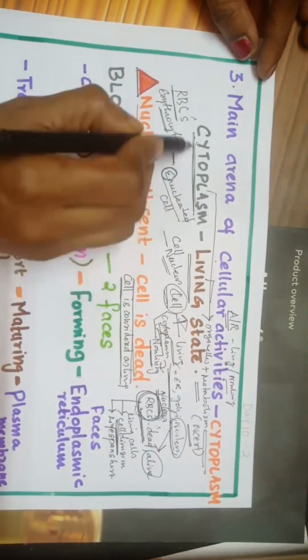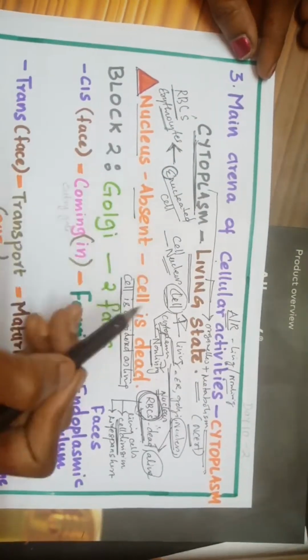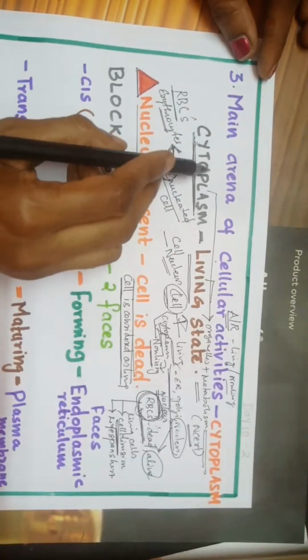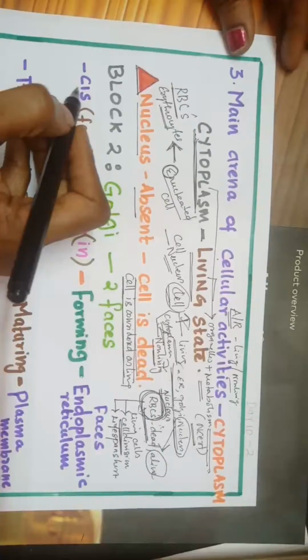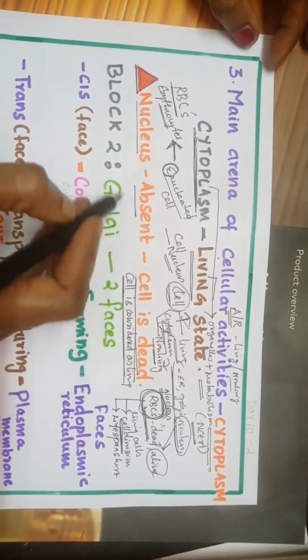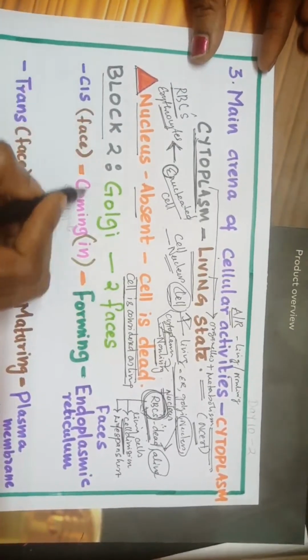If the cell contains cytoplasm, then it is in the living state. It doesn't matter whether you remove any of the organelles. The functions will be impaired. Okay, next is block 2, that is Golgi.